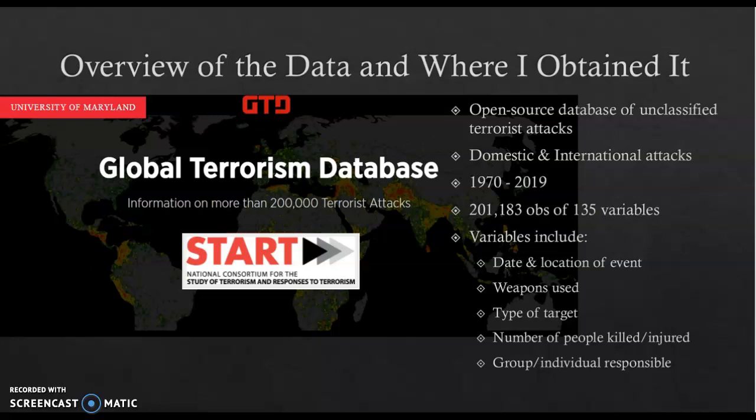I got my data from the Global Terrorism Database from the University of Maryland. It's an open source database of unclassified terrorist attacks from 1970 to 2019. There are 200,000 observations and 135 variables that include anything from the description of the event, weapons used, the type of target, number of people killed, and sometimes the group and individual responsible if we know who they are.